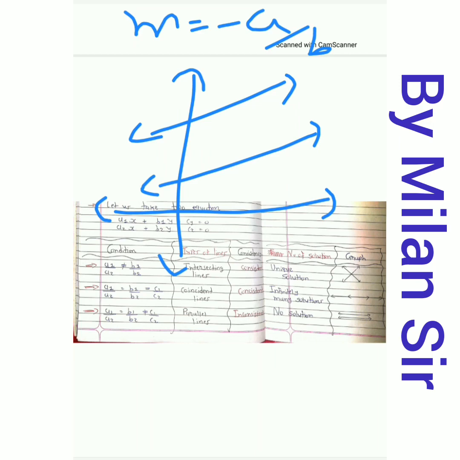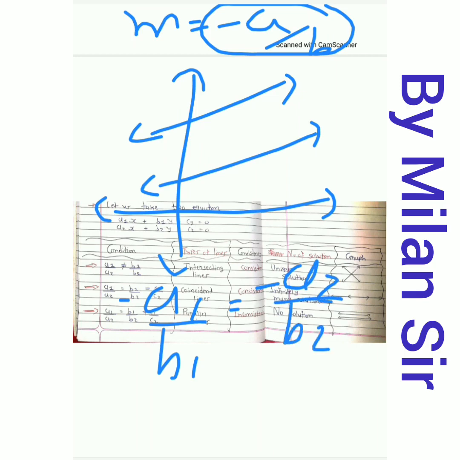So here the formula is minus a by b. If there are two lines, then minus a1 upon b1 is equal to minus a2 upon b2, because both lines are parallel. If both lines are parallel, then they have the same slope. So minus a1 upon b1 and minus a2 upon b2 mean the same slope. The minus signs cancel from both sides.